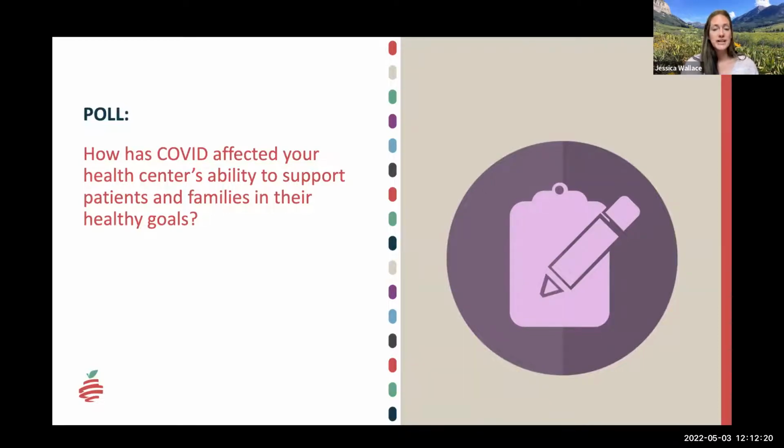Hearing our experience of how COVID has disrupted our example of an intensive intervention, how has COVID affected your health center's ability to help support your patients and families in their healthy goals? And we'll give this one a little bit more time because this is a little complicated.